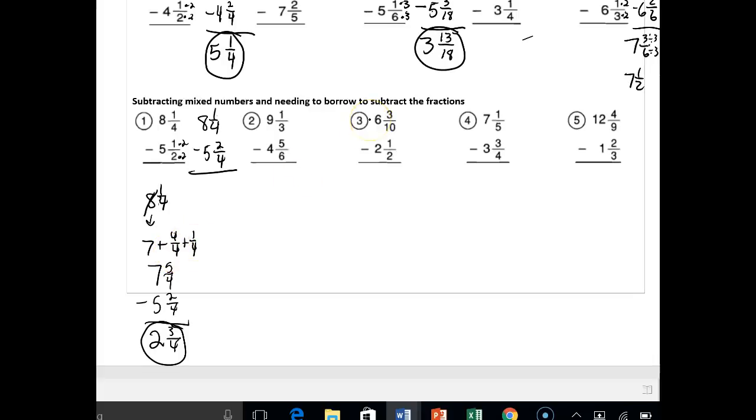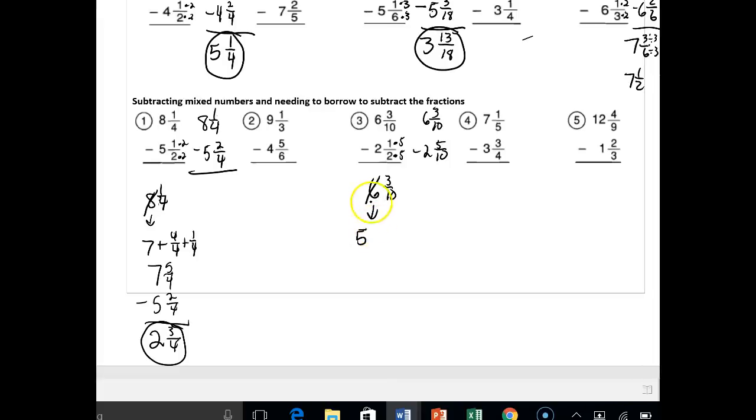Let's do another one. So number 3, I'm going to go ahead and make common denominators by multiplying by 5. So I have 6 and 3/10 minus 2 and 5/10. I'd love to subtract here, 6 minus 2, but I can't. 3 minus 5, can't do it. So what does that mean? I have to borrow. So 6 and 3/10, I'm going to borrow 1 from there. When I borrow 1 from there, the 6 becomes a 5.